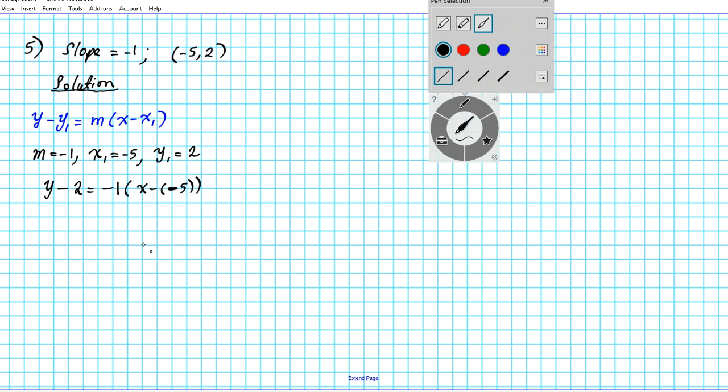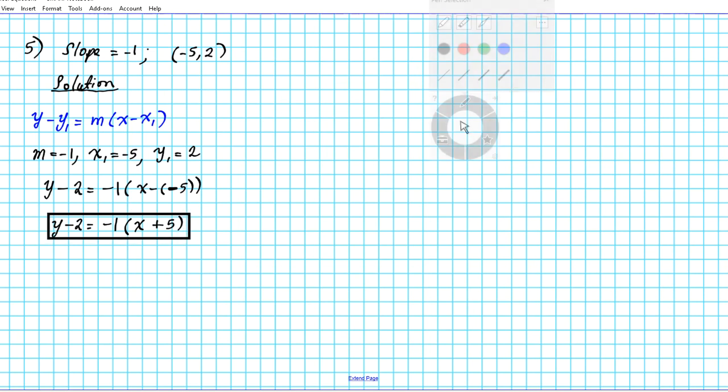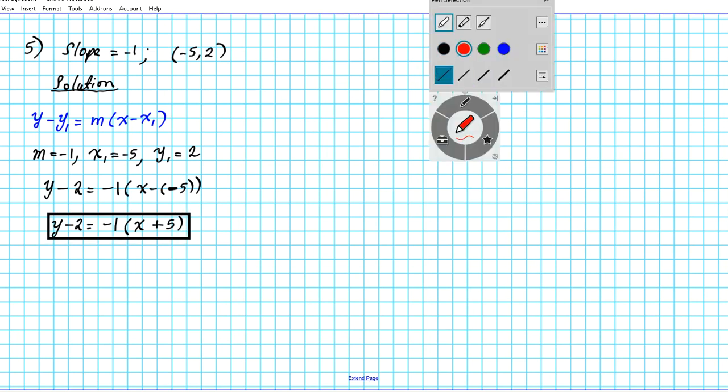Alright, so we have that down. Now, the question is, have we achieved the point slope form yet? The answer is no. Why not? Well, we have two signs that have to be resolved here, so let's go ahead and fix that. We have y minus 2 is equal to negative 1 times x minus times minus, you just slash and dash, it becomes plus 5. And ladies and gentlemen, this is the point slope form of the equation of the line. Okay, so let's write that down. This is known as the point slope form.